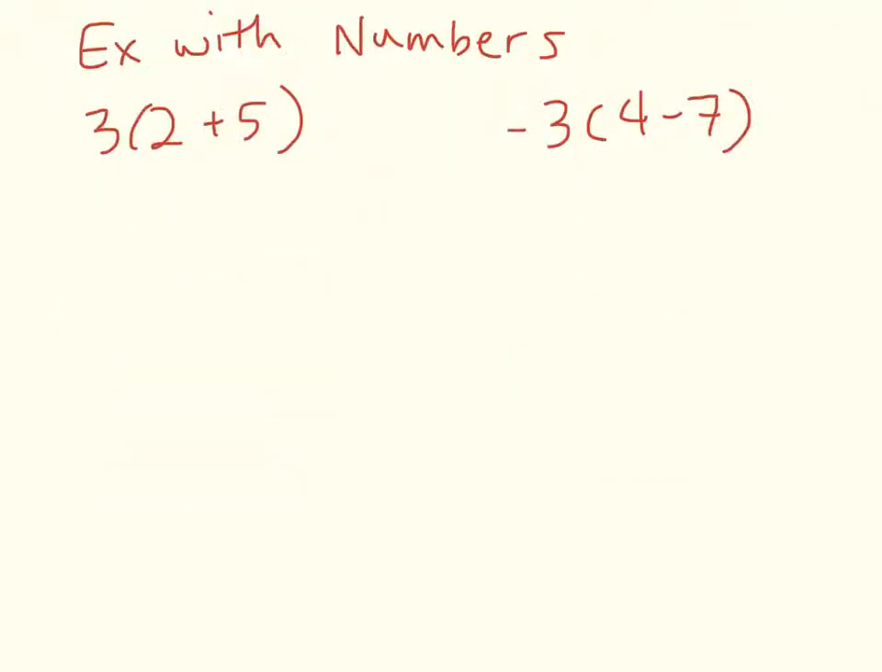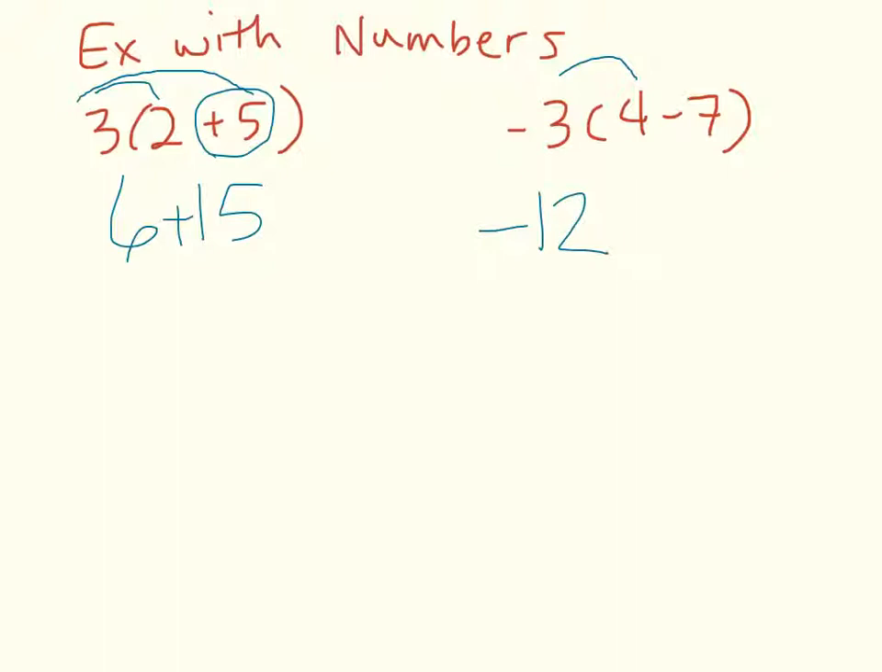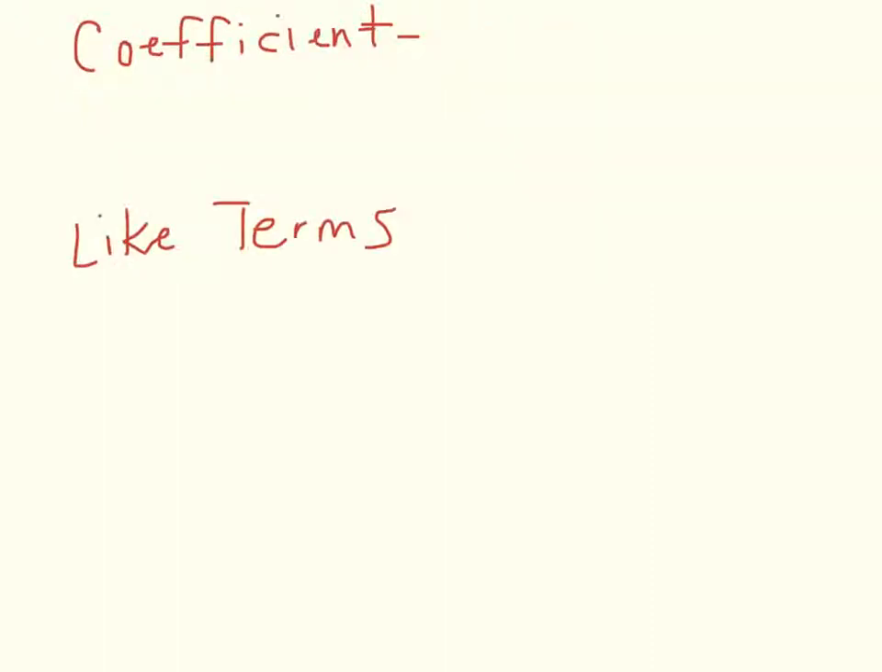Okay, let's look at some more examples with numbers. Now, we know that we can just actually do the 2 plus 5, but we're going to do distributive property. So we're going to do 3 times 2 is 6, and this is how I want to think about it, as 3 times, not just 5, but positive 5. So it gives me positive 15. Okay, now let's distribute. So negative 3 times 4 is negative 12, and then negative 3 times negative 7 is positive 21.